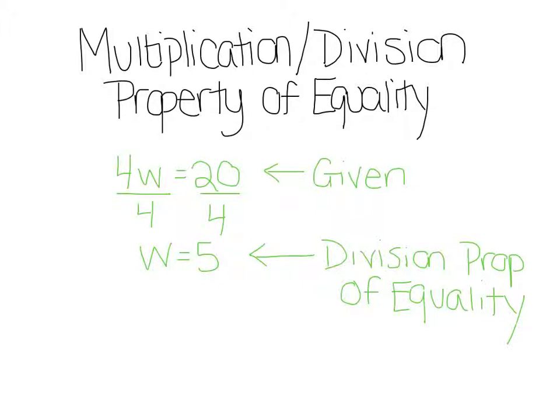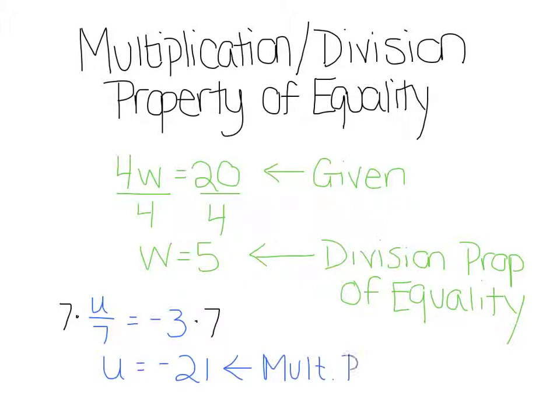Again, same thing with multiplication. If I had something like u divided by 7 equals negative 3, I'm going to multiply by 7 on both sides and get u equals negative 21. Well, this comes from the multiplication property of equality. You really know all of this stuff already. It's just now putting algebraic properties with it.